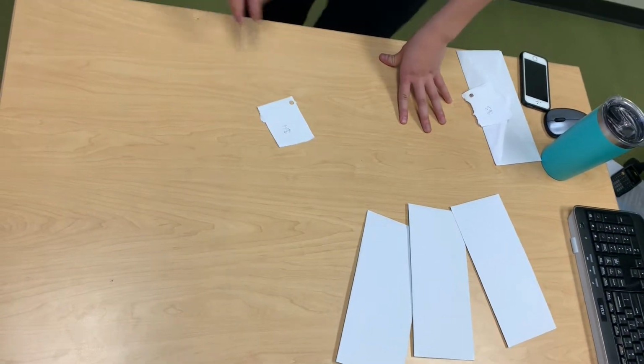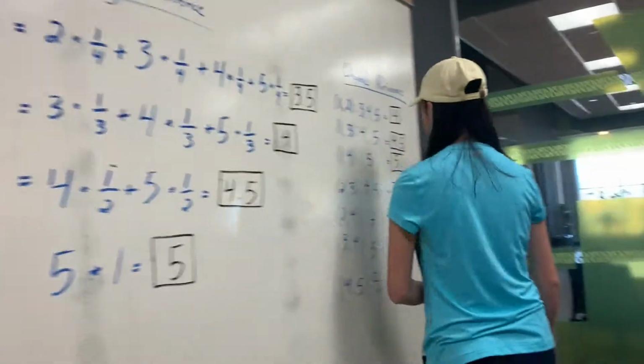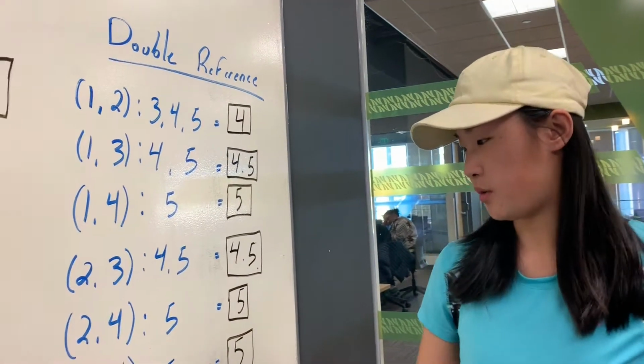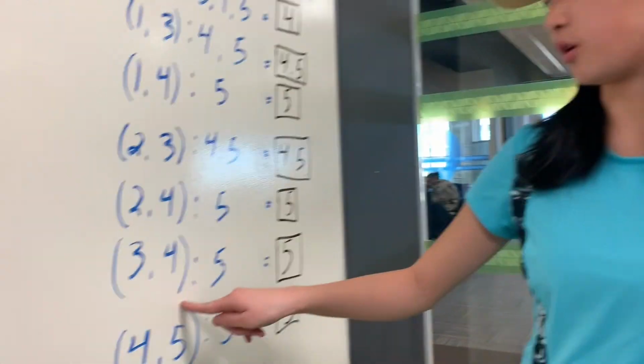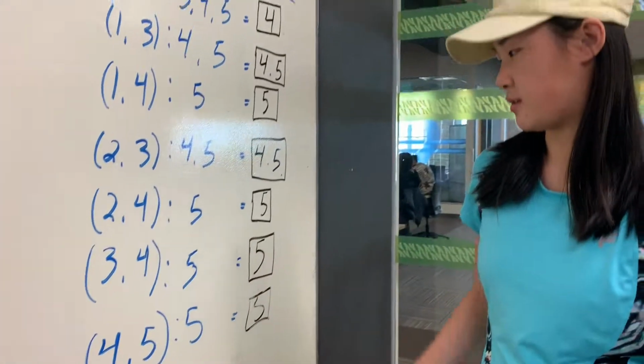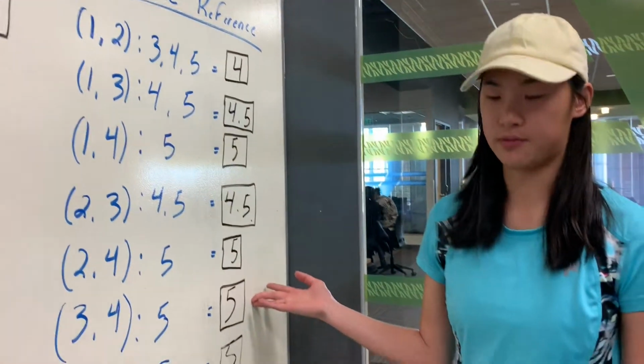So let's go over here. Here is double reference and the expected values. So for example, I picked a 3 and a 4. The only one that I want left is 5, so I'm just searching for the 5, and the expected value is 5.